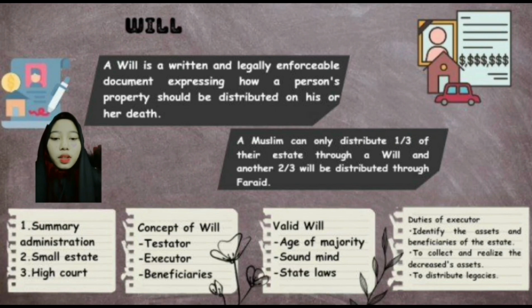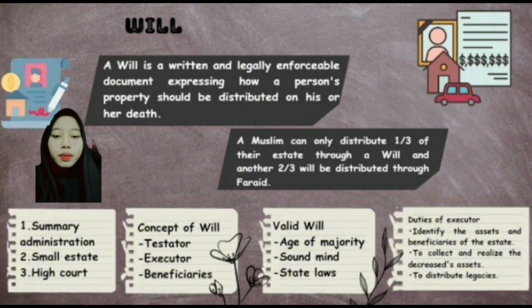The estate of the deceased is administered according to the categories of the estate. The categories are either testate estate or intestate estate. When a person dies and leaves a will, his or her estate will be administered as a testate estate. With the will, the estate will be administered according to his or her wishes. But if he or she does not leave a will, then his or her estate will be administered as an intestate estate. This type of estate will be administered through summary administration, small estate, and High Court.